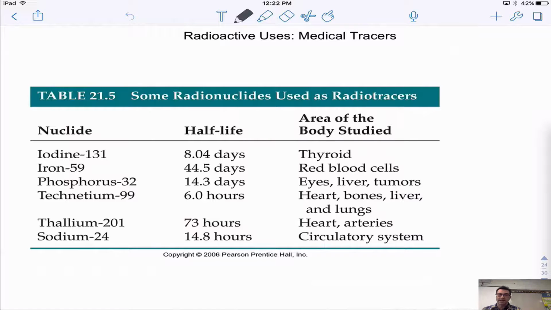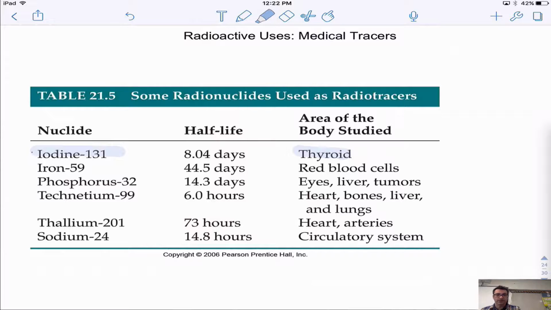It could be used as what's known as a biological tracer. And so these are some of these types of radioisotopes that are used in medicine. So iodine-131 is a big one. This is actually used to either treat the thyroid or to study its function, because the thyroid does use iodine in its production of thyroxine.